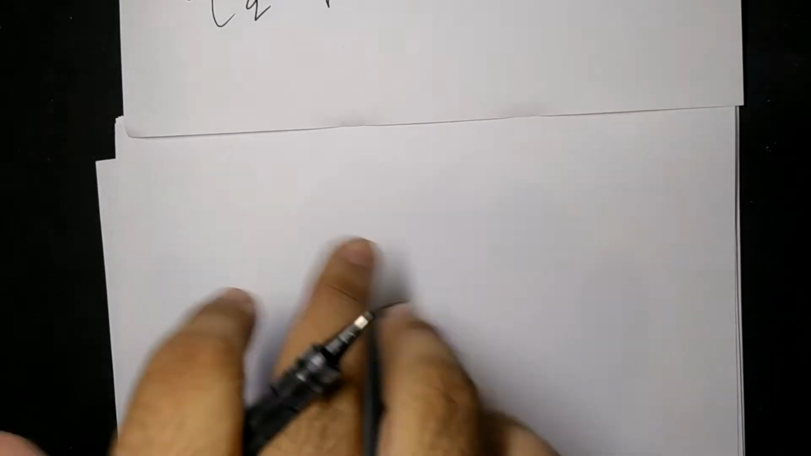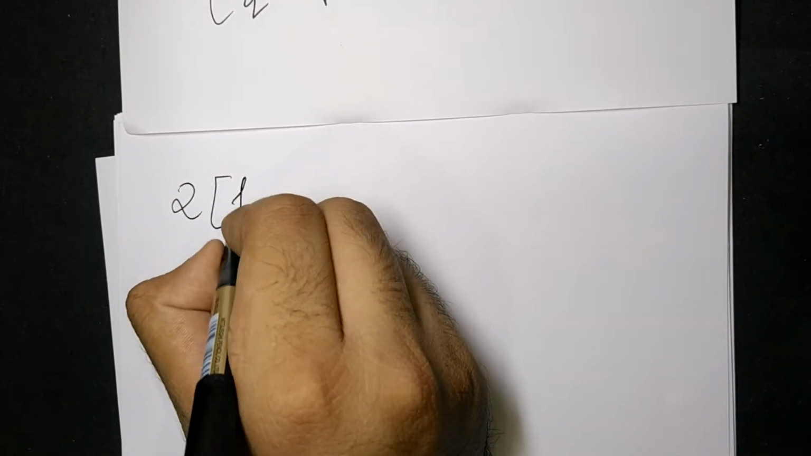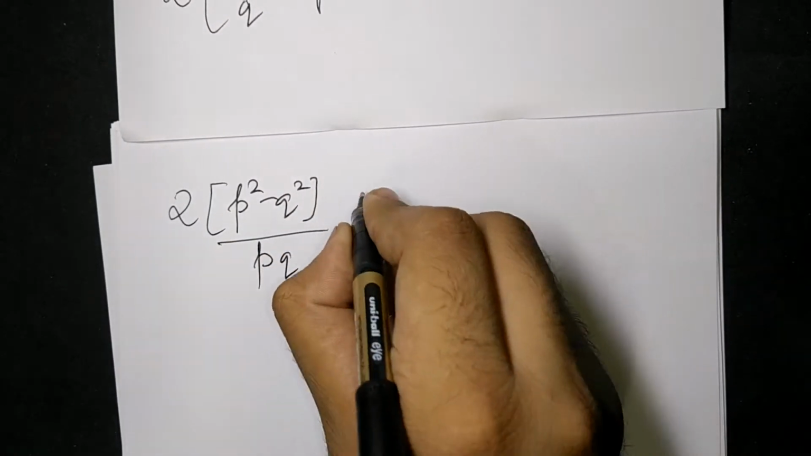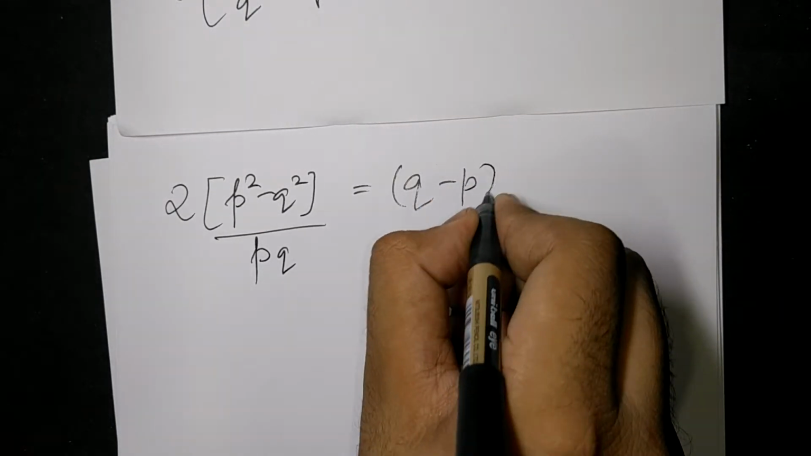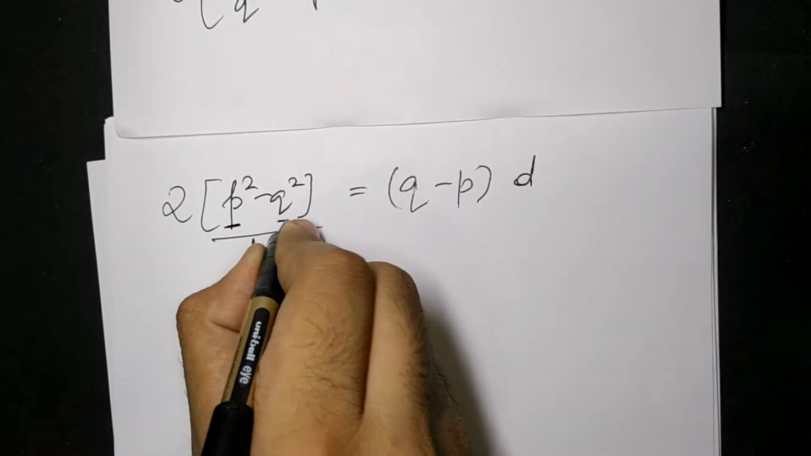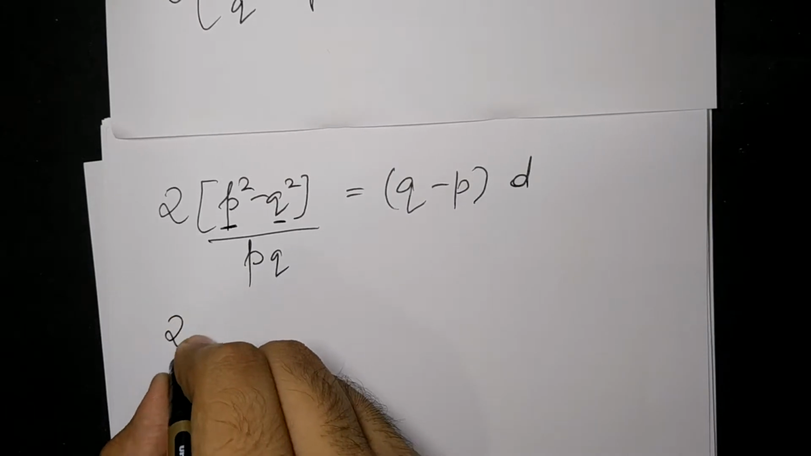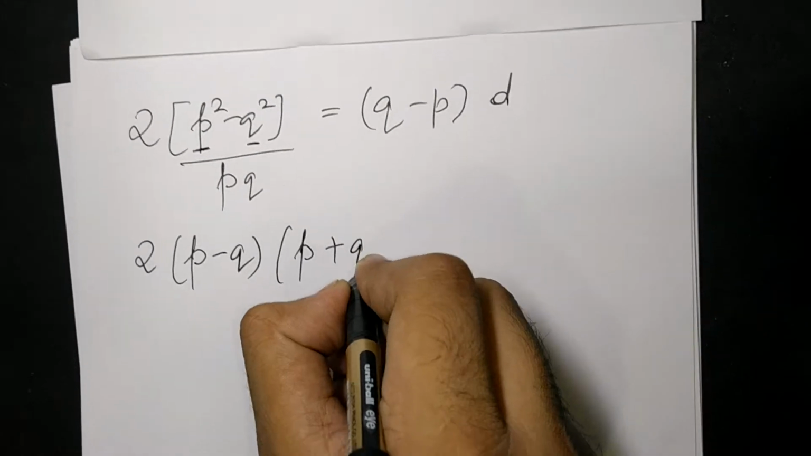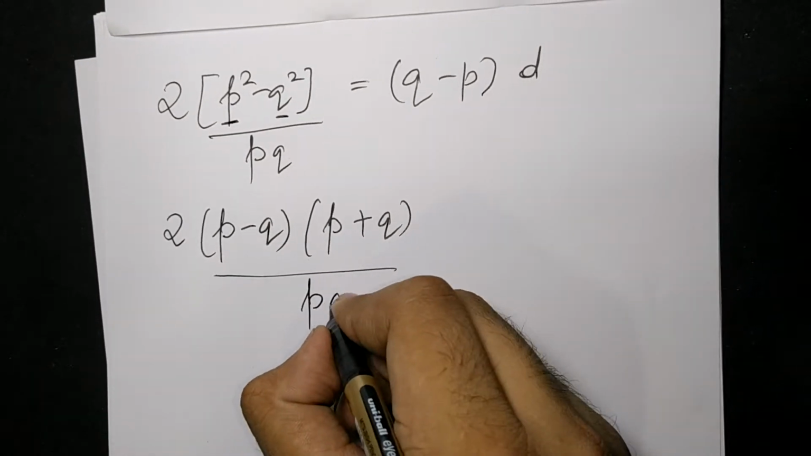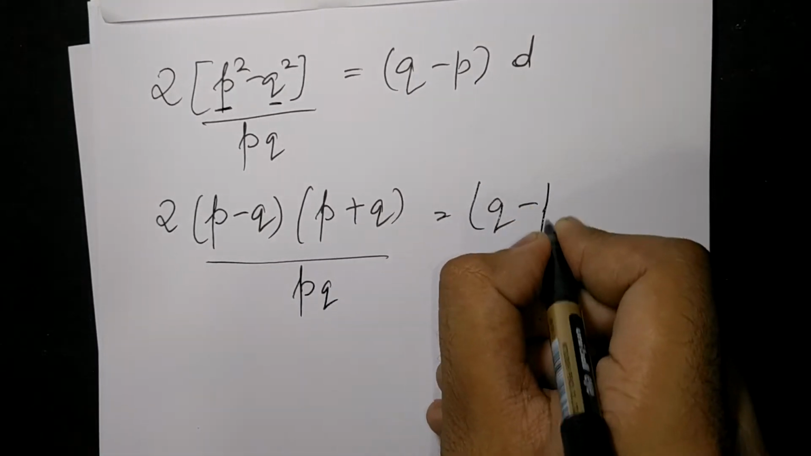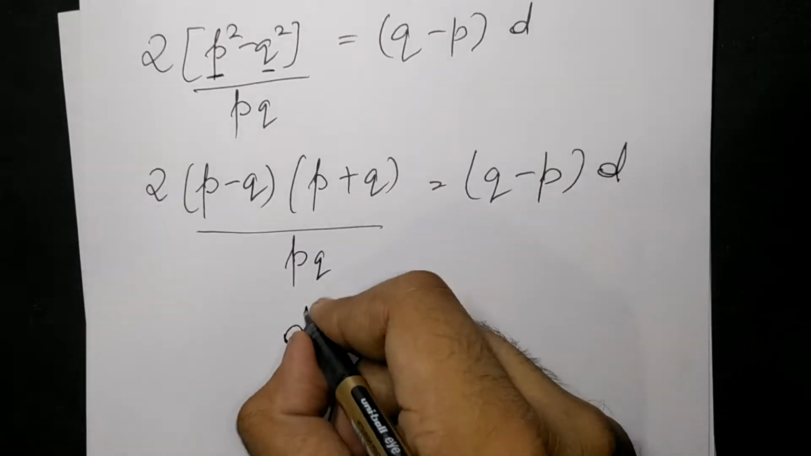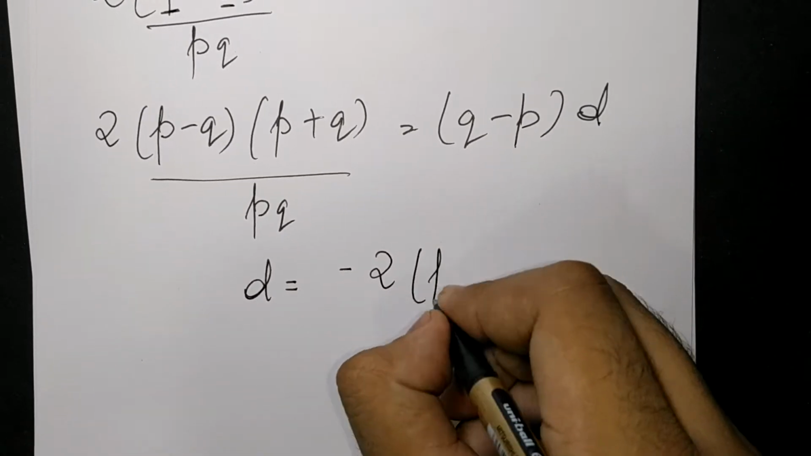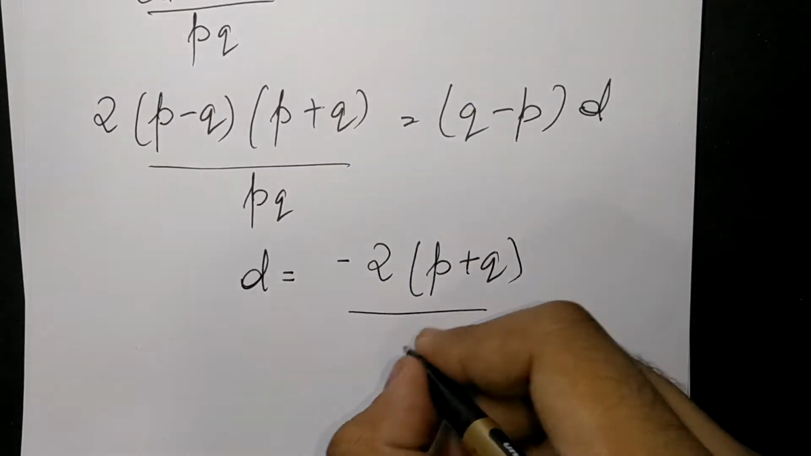Now further simplifying it, we get (p square minus q square) upon pq equals (q minus p)d. Now we can see that it is a square minus b square, which we can write as (a minus b)(a plus b). So by doing this, we get the difference d as minus 2(p plus q) by pq.